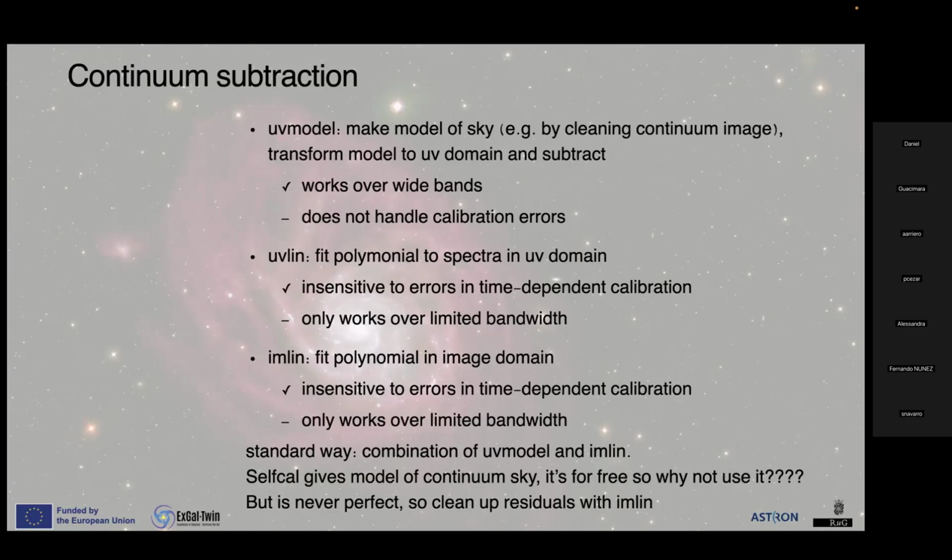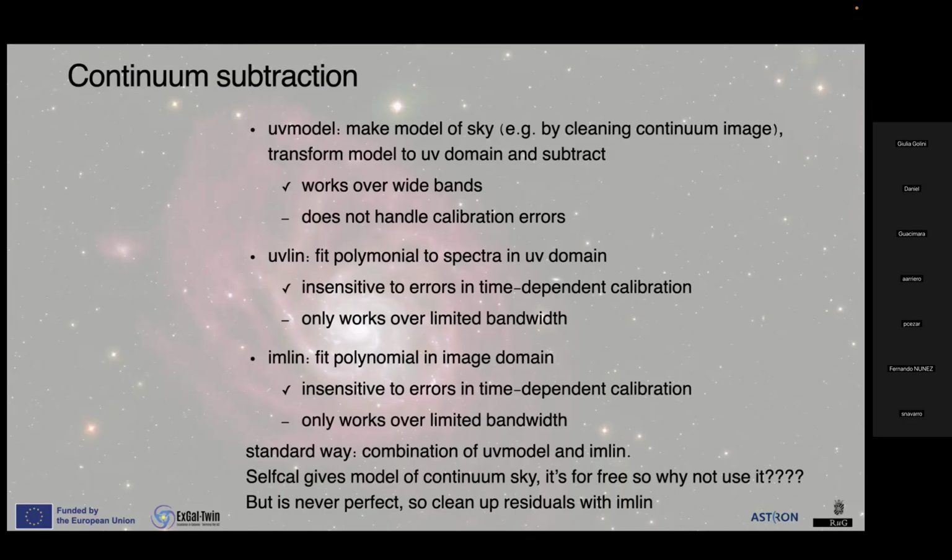The problem is, it does not handle the errors, because your model of the sky is only the sources. If there are still errors, they are not in your model. So you will subtract the sources, but not their errors. So you're between a rock and a hard place. One technique works very well with wide bandwidths, but you still suffer from errors, or you go narrow band, but the errors are removed. So what you do in practice, you do both.